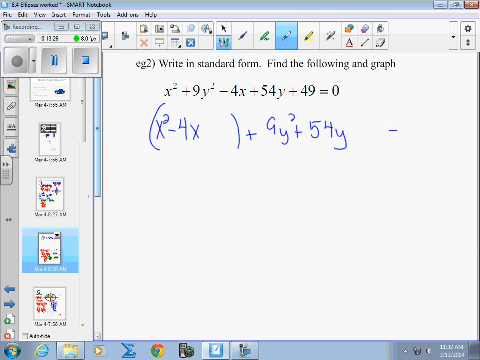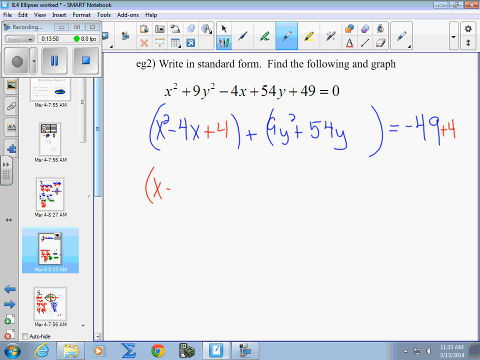Move the constant to the other side of the equation, so minus 49. I'm going to go ahead and complete the square on the first one. Half of 4 is 2. 2 squared is plus 4. But don't forget to add 4 over here. We're working on opposite sides of the equation, so we're going to add on this side and add on the other.